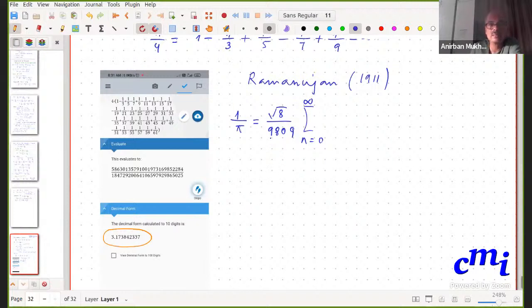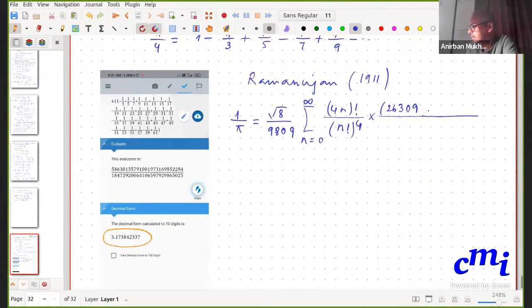So square root of 8 by 9801, sum of (4n)! by (n!)^4, into (26390 n plus 1103) by 396 power 4n. It's 4n, not 4 to the n, 4n.